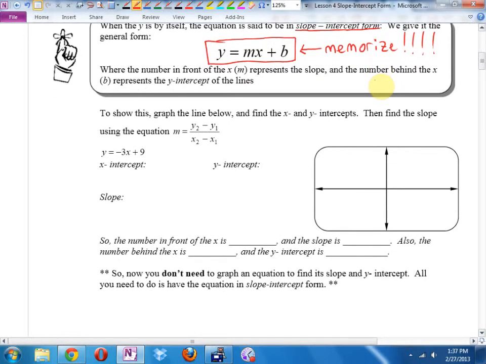To show this, I wrote: graph the line below and then find the x and y-intercepts using m equals y2 minus y1 over x2 minus x1, and find the slope. If I wanted to find the x-intercept, that means let y equal 0. I would solve this.